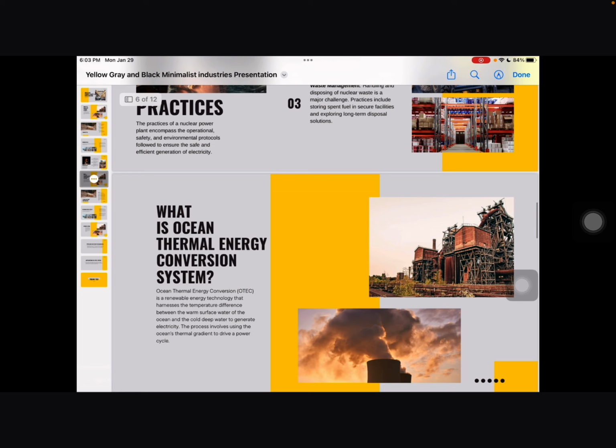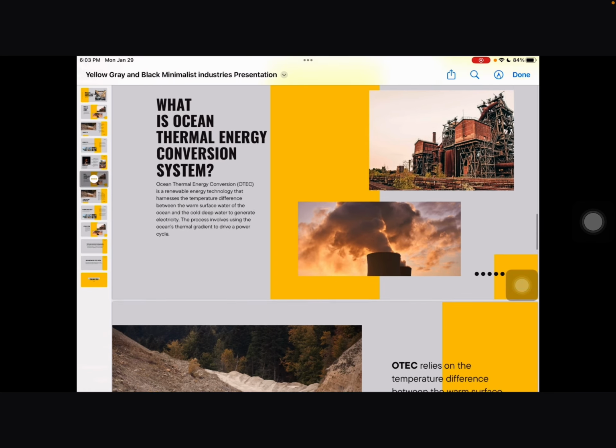So now, what is Ocean Thermal Energy Conversion system or OTEC system? Ocean Thermal Energy Conversion is a renewable energy technology that harnesses the temperature difference between the warm surface water of the ocean and the cold deep water to generate electricity. The process involves using the ocean thermal gradient to drive a power cycle.